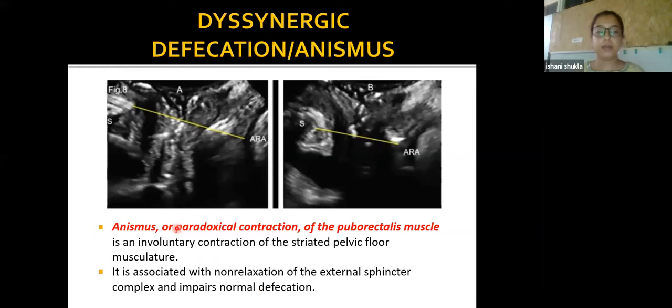How to diagnose this on ultrasound? We draw a horizontal line extending from the pubic symphysis up to the anorectal angle, and we measure the distance. When the patient undergoes defecation, normally there is relaxation of the sphincter. But here in case of paradoxical contraction, this distance during defecation will be decreased. So this is paradoxical contraction.